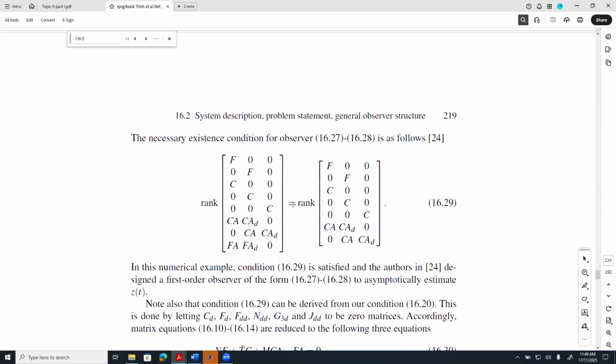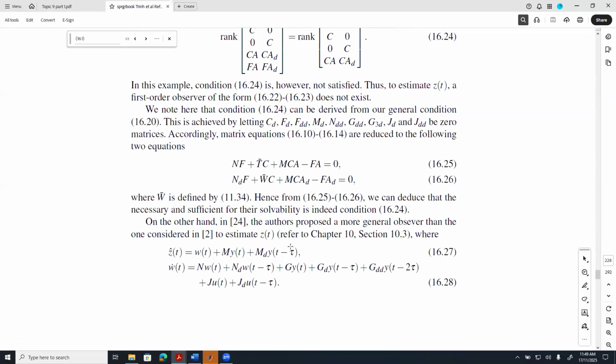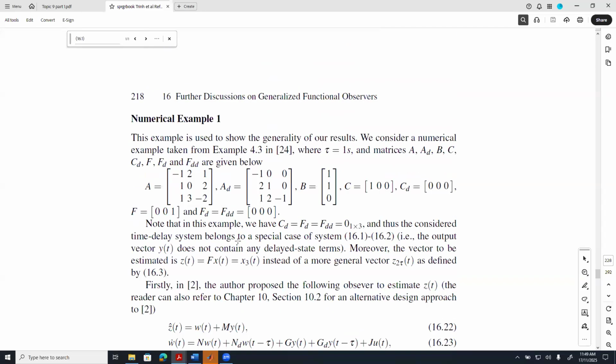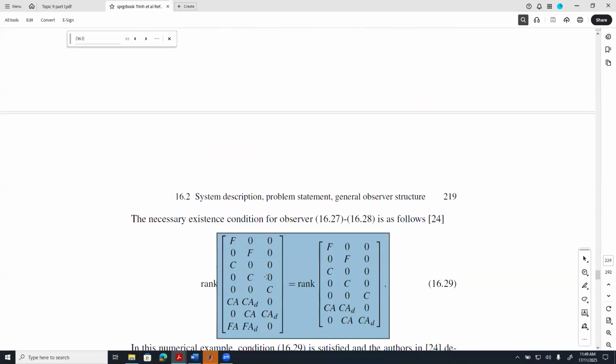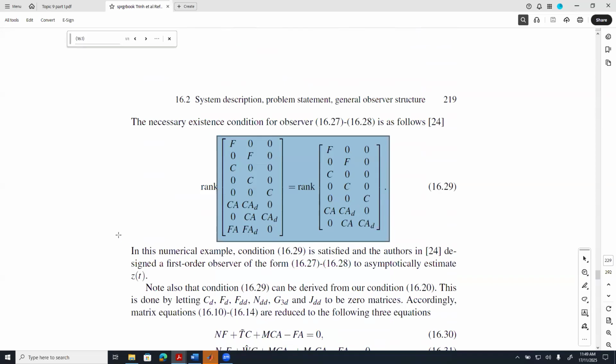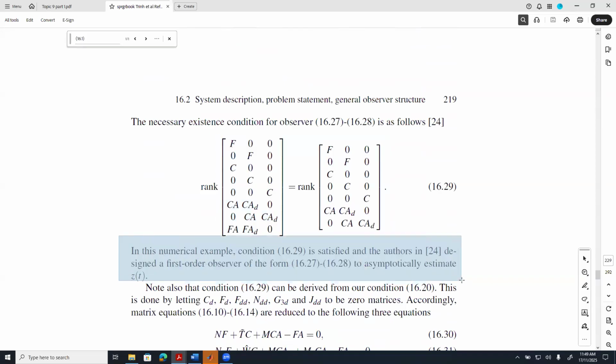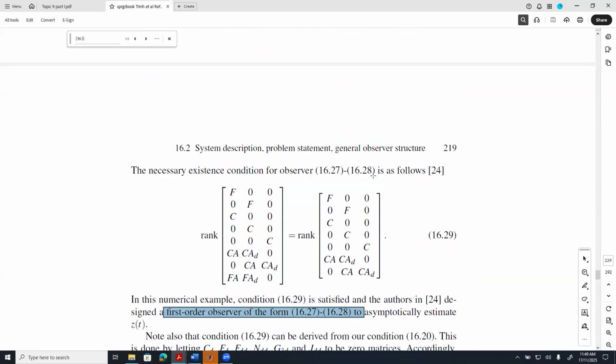The existence condition turns out to be this existence condition. And so when we check this condition for this numerical example, we can then find that the condition is satisfied. Okay. So this condition is satisfied, and that's why it's a relaxation of the earlier reference 2 there. And then we can carry on to design a first order observer, which is basically of this structure here.